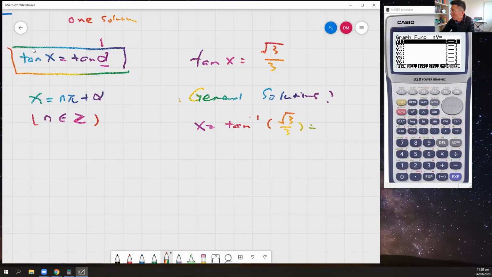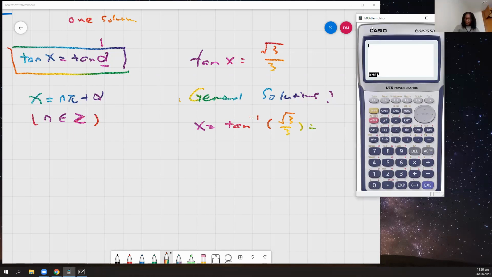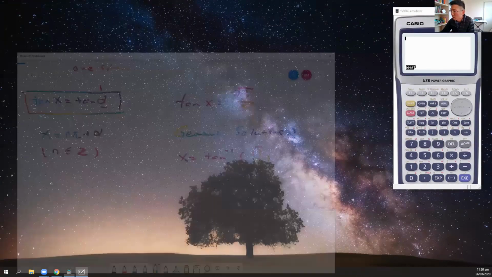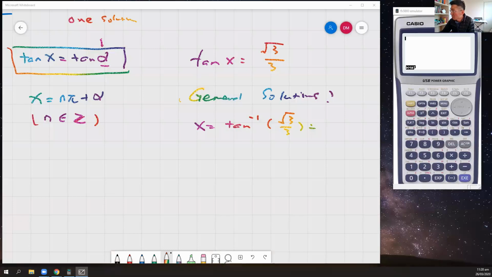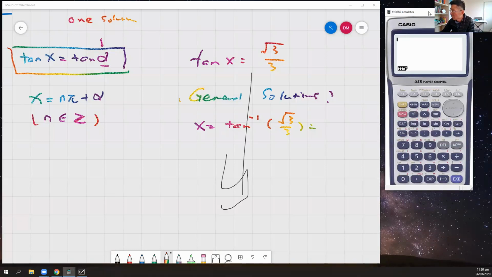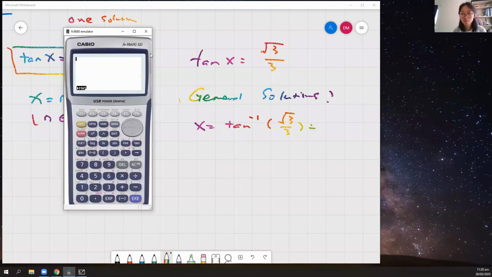Now, let me actually go to the calculator over here. Can you see the calculator? No, you can't. It's on the screen over here. Can you see it now? Can you see the calculator? Yeah, okay, cool.